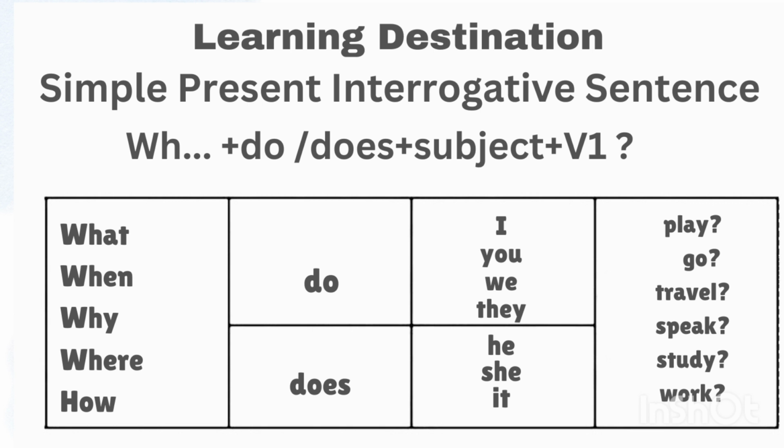Instead of Rani, we can use sister. What does my sister play? When does my sister play? Why does my sister play? Where does my sister play? How does my sister play?